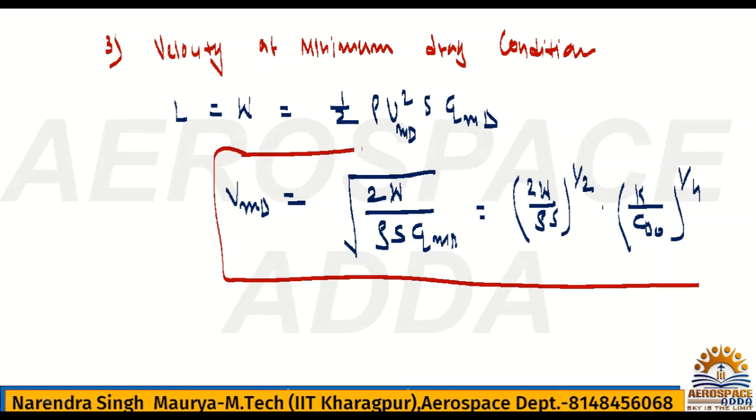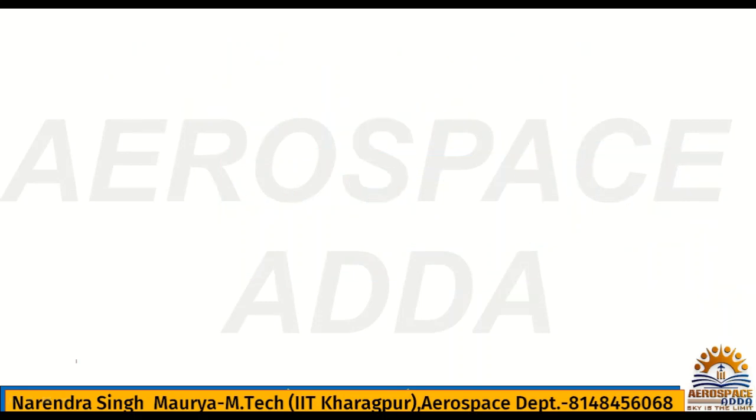I will suggest don't remember the formula. At least you should know how to calculate that. CLMD you have to calculate and keep here in the formula, and directly you can get VMD. Don't remember the formula always. Here I am explaining so that you can understand. Then last we have, what is the last?